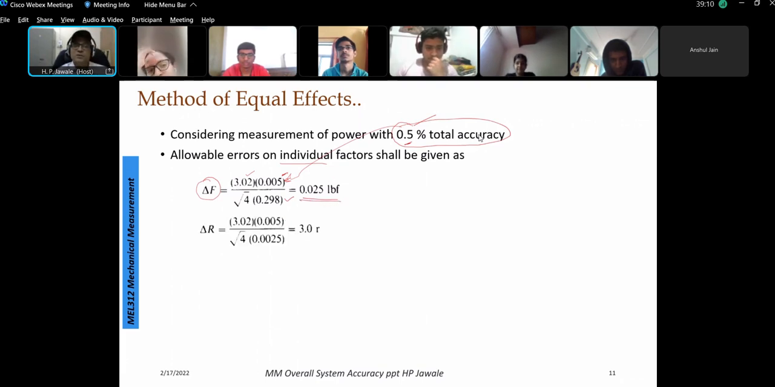Same is the case with the radius measurement. This is the predicted error or the limiting error. This is the total horsepower that I have found out.